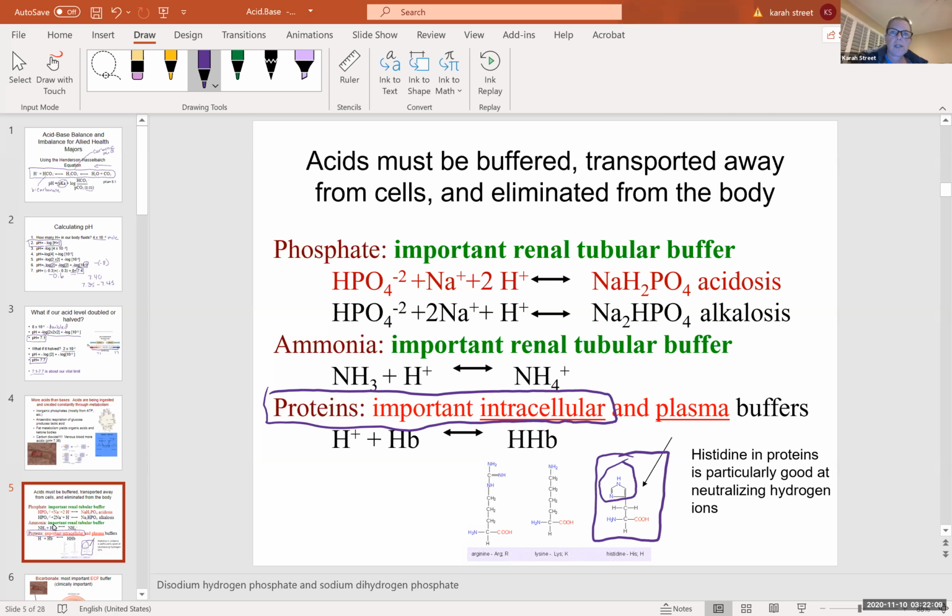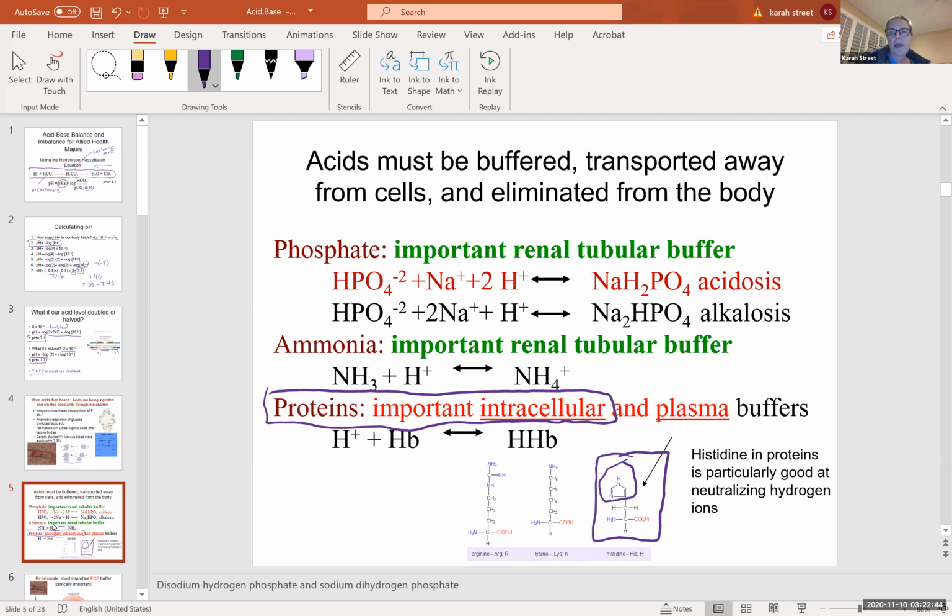It forms what's called a Schiff's base. You don't need to write that down, but for those of you who love your chemistry, that's the amazing chemistry that histidine has. Well, so the proteins inside the cells temporarily buffer these acids that the cells are making. And then the cells get rid of these acids, like getting rid of trash. And then they put the acids out in the plasma. Well, now the plasma pH is going to drop.